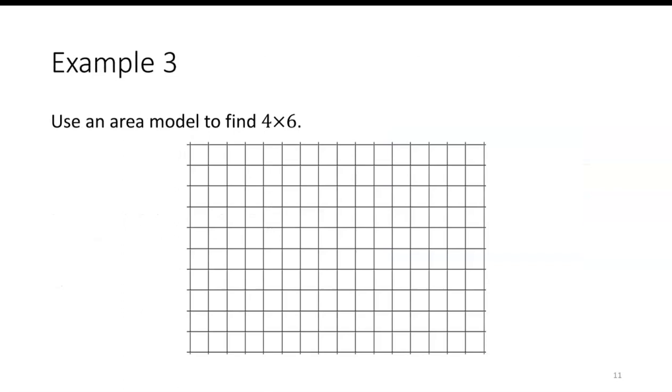If I want to do an area model for 4 times 6, I would need to have one length be 4. So let's map out 4. And then I need a length of 6. Okay. And that would be my 4 by 6 model. If you count the squares, 6, 12, 18, 24, you see that 4 times 6 gives you 24 squares. So 4 times 6 is 24.